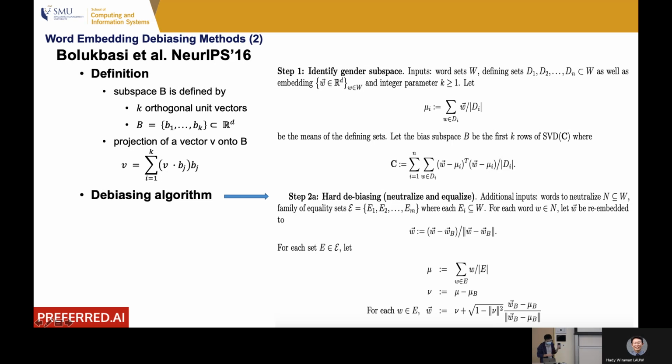So for each set D_i, they calculate a mean vector mu_i, which is the average of the word vectors belonging to D_i, normalized by the number of elements in D_i. After that, to find the bias subspace B, they take the first k rows of the singular value decomposition of matrix C, and the matrix C is calculated using the formula here.